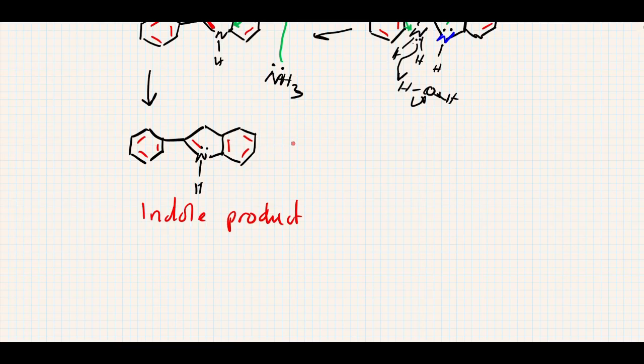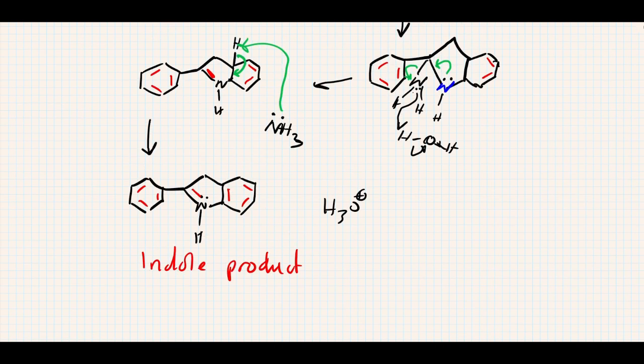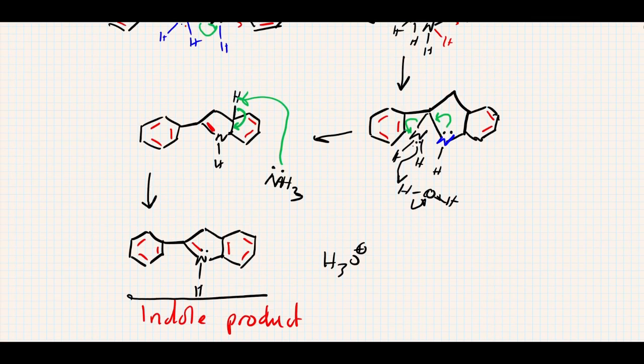And so the other product that we also have is the water. We have reformed the acid in solution. So we have H3O in solution. So that's all for this video, and I hope this has helped you exactly on how to run this mechanism.